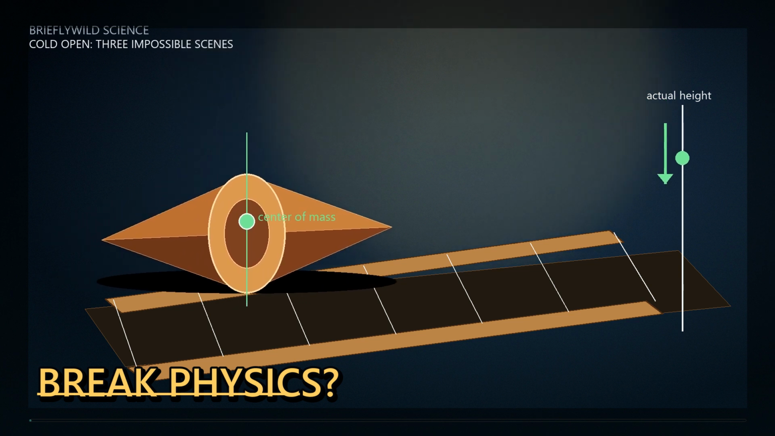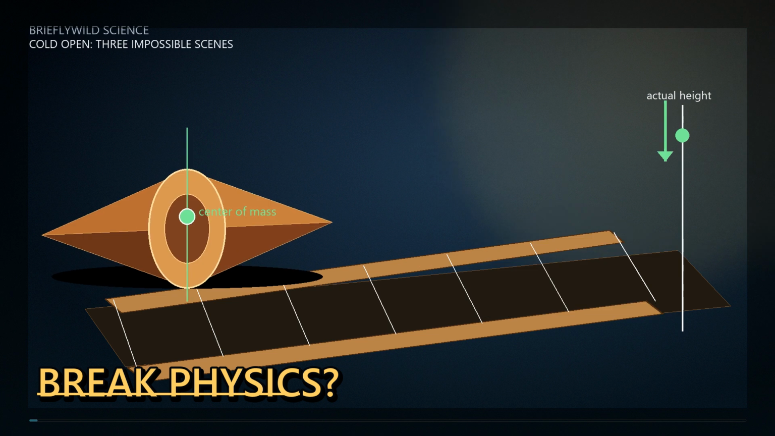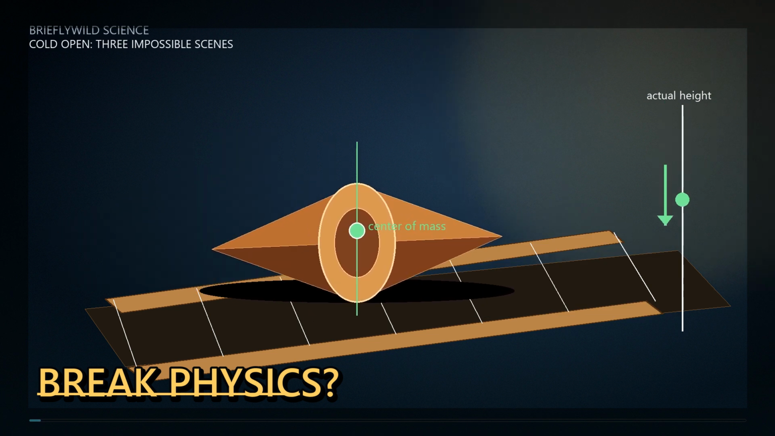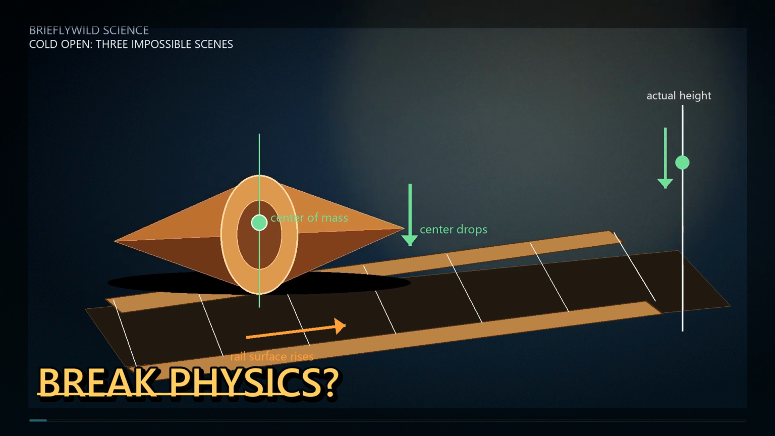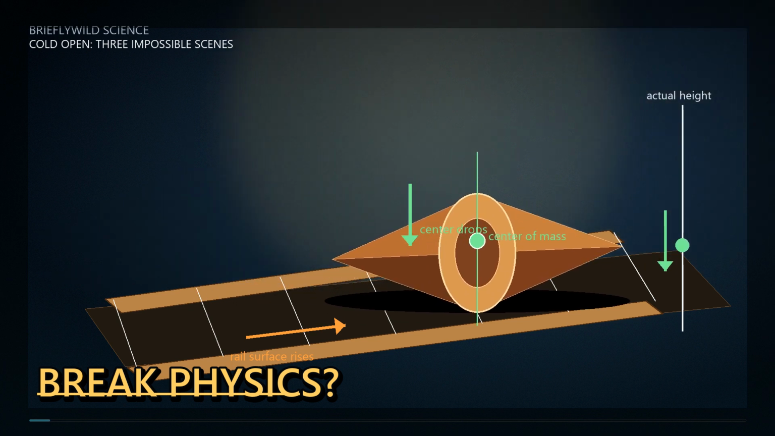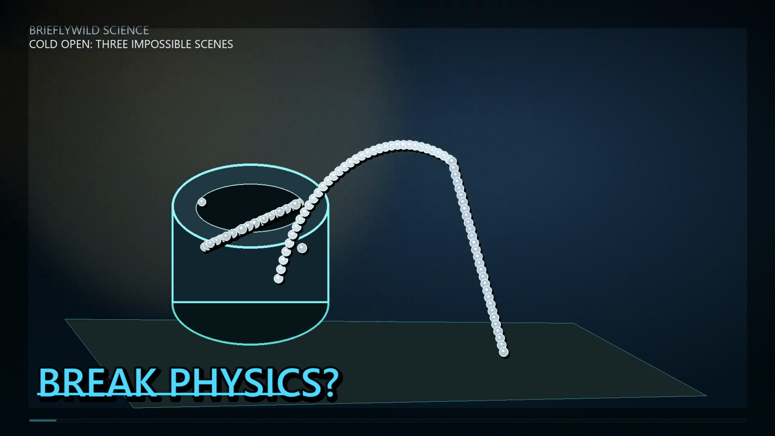A cone rolls uphill. A chain climbs out of a jar before it falls. And a curved slide beats a straight slide in a race. None of these scenes break physics. They break the shortcut your eyes are using. In each case, the visible motion points one way, while the rule that actually controls the motion points somewhere else.